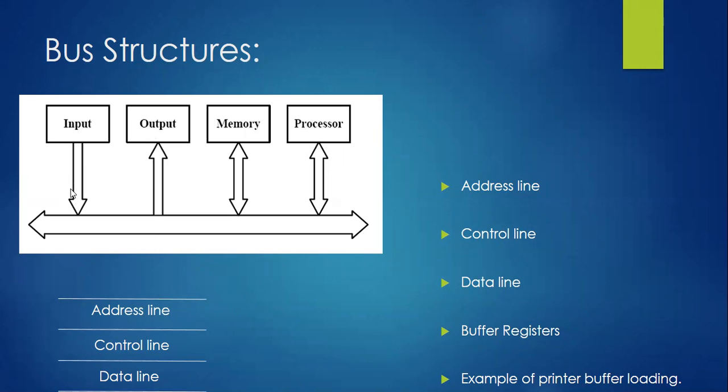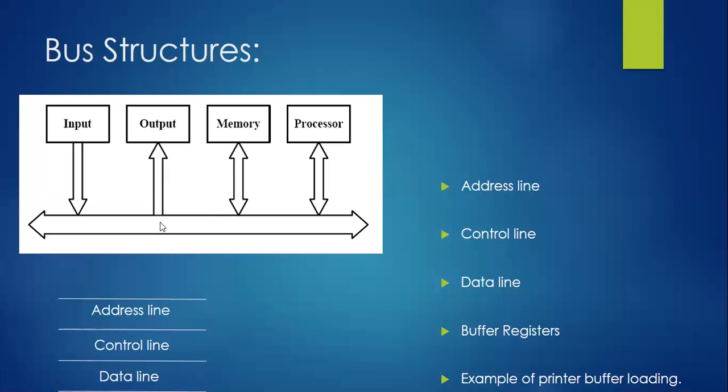You may ask why we have different directions for these arrow marks. Input is towards the bus cable, output is away from the bus cable, and we have bidirectional for memory and the processor. When it comes to input, the user needs to provide an input for the computer. Because of that, we have a unidirectional arrow towards the bus cable from the input unit. Whatever we provide as input goes from the user to the system, so it should be towards the bus cable. Then when it comes to output, just observe, we have it away from the bus cable. Why is it so?